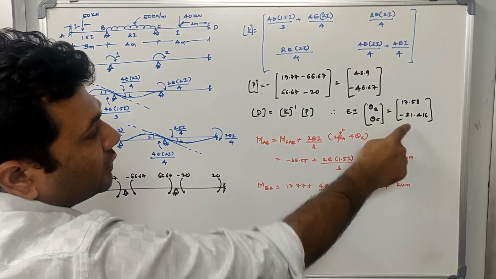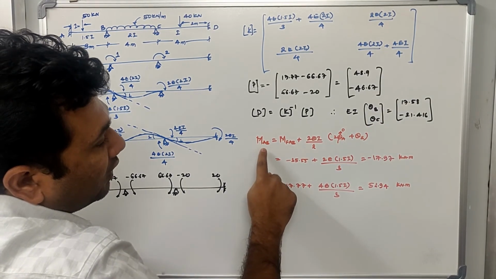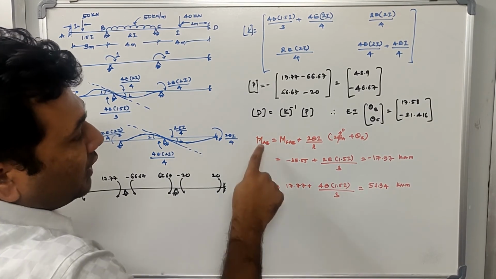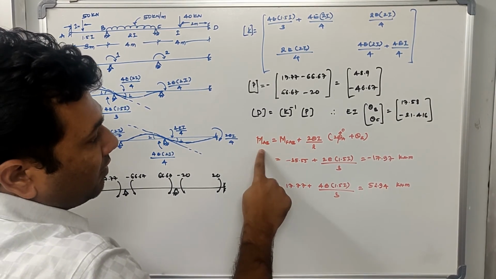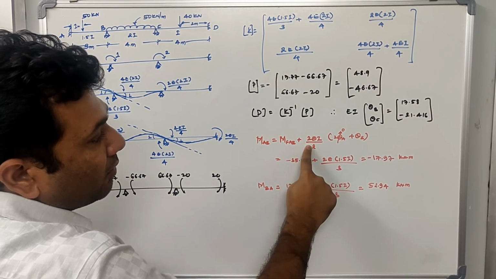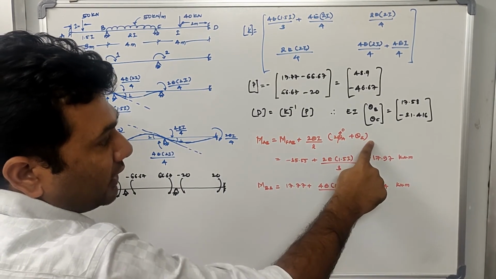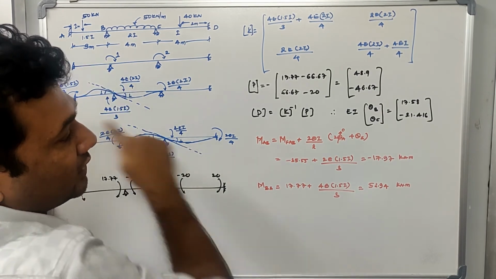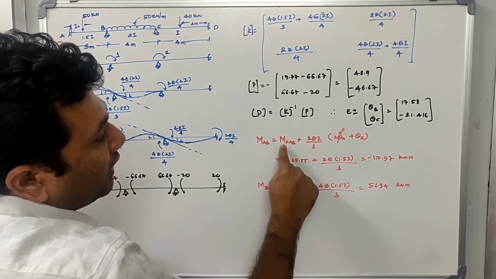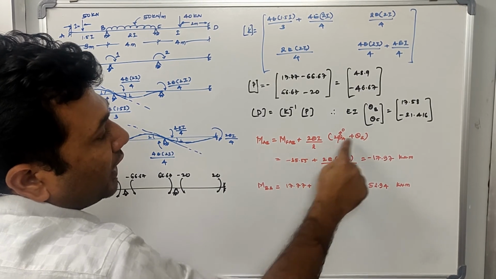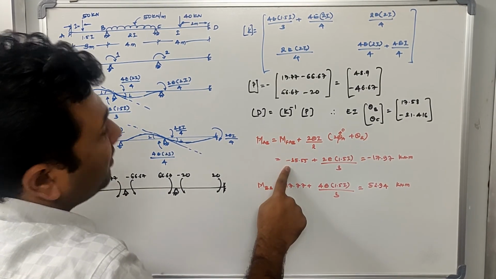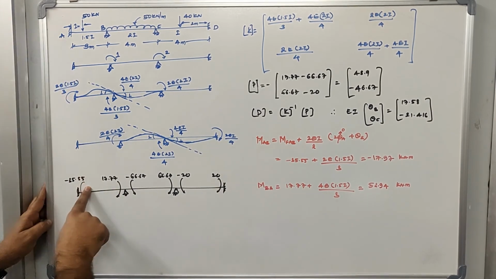So once you have solved these two, the next step is that we calculate MAB. So how do we calculate MAB, MBA and all the other values? We will use the slope deflection equation. MAB is equal to MFAB plus 2 EI by L into bracket 2 theta A plus theta B. As we know, theta A is equal to 0 because at joint A it is fixed. So what is left over? MFAB plus 2 EI theta B divided by L, right? Now let us substitute what is MFAB. MFAB is minus 35.55.